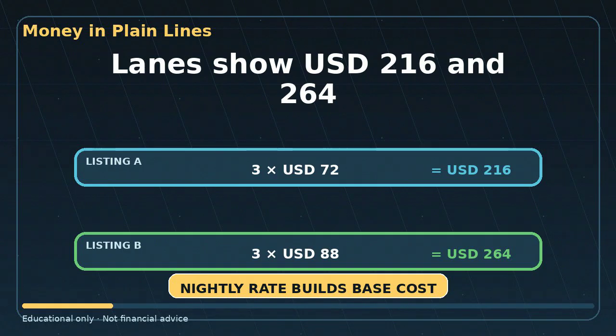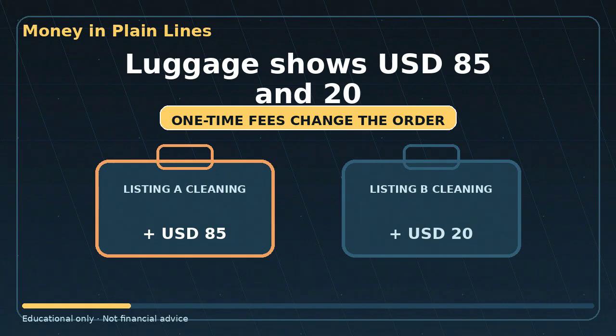Now build listing A's base charge. 3 nights multiplied by $72 per night equals $216. The multiplication lane carries all 3 parts, the quantity, the rate, and the resulting base cost. $216 is not yet the complete total. It is the price of the nights before the fictional one-time cleaning line is added.